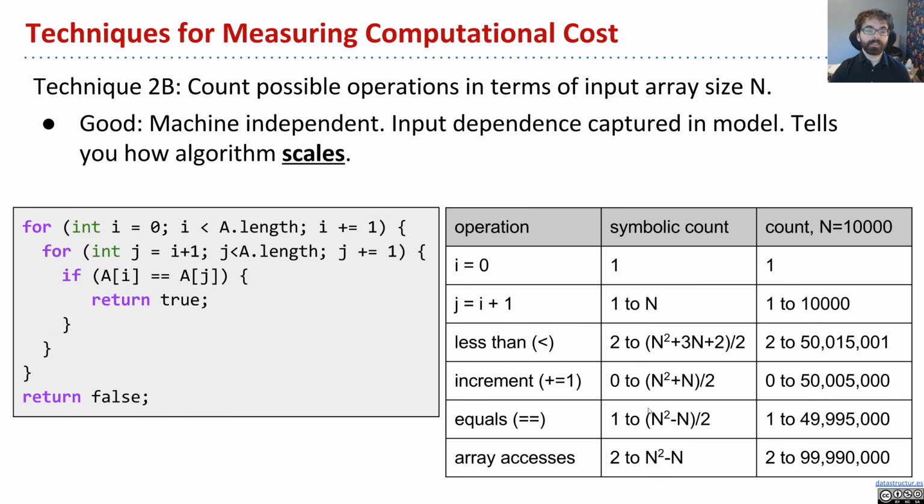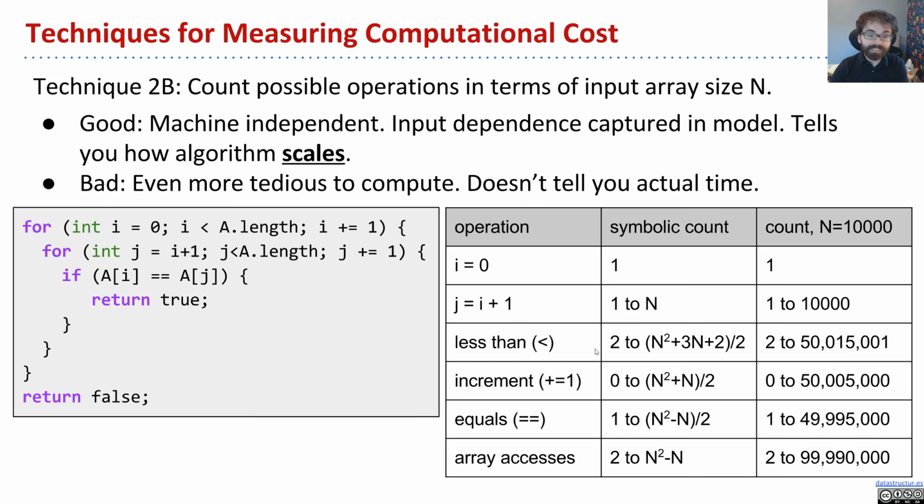Now these are even more tedious to compute than these over here, and so that's a negative. But what's good about this? We'll start with the good. So it's still machine independent, that's great. We still have our input dependence captured in the model, but in addition, this now tells us how our algorithm scales. We don't have just some arbitrary number here. We now have an equation, something that says how many less than operations happen as a function of the size of the input. That's going to be something so important to us.